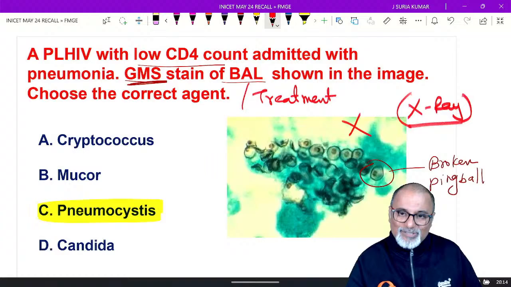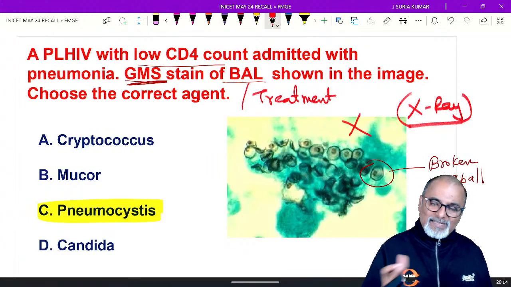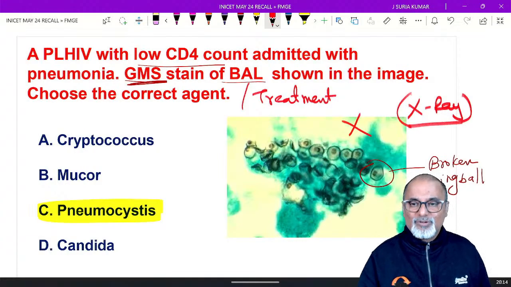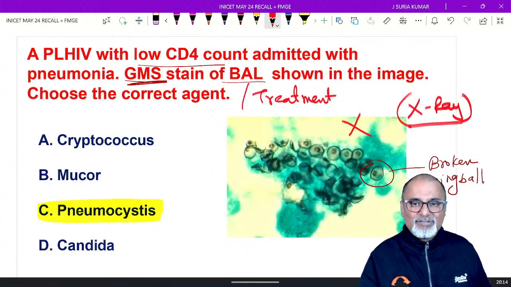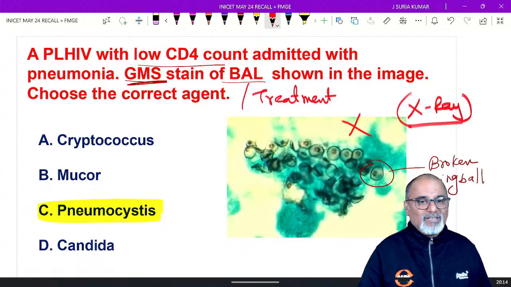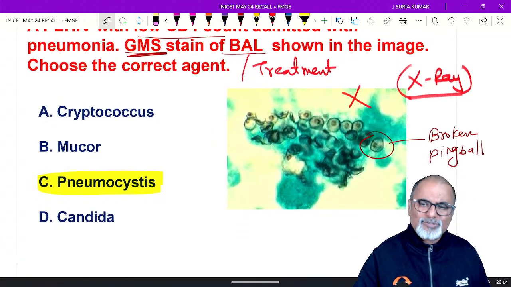I am discussing the microscopy based question. We got the same question in two different varieties. I don't know whether the morning paper and evening paper had different varieties. Okay, you people should clarify. So it is Pneumocystis, and some people mention treatment also. Treatment means you can give cotrimoxazole.